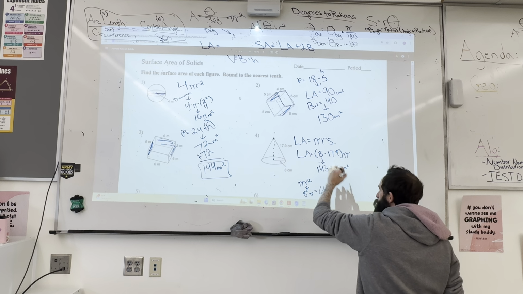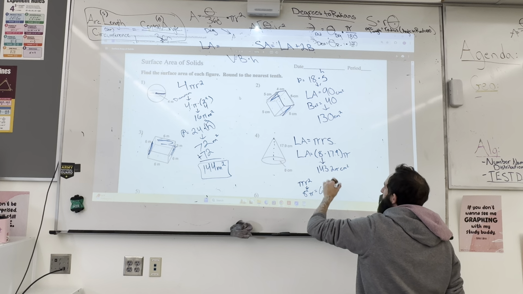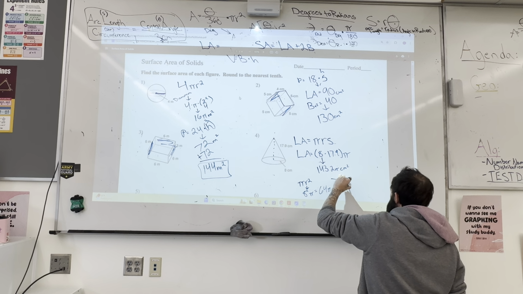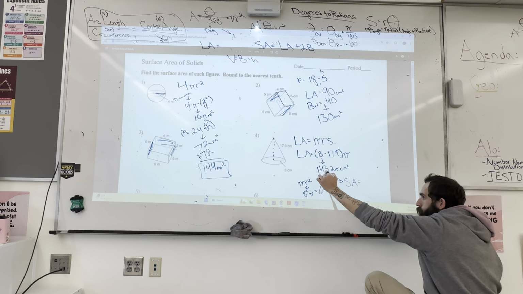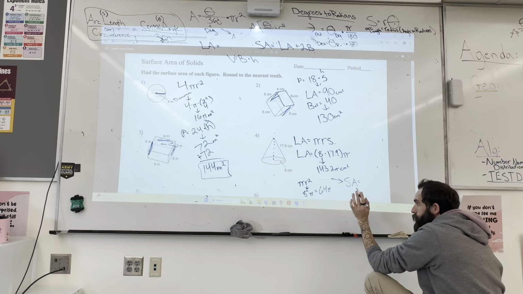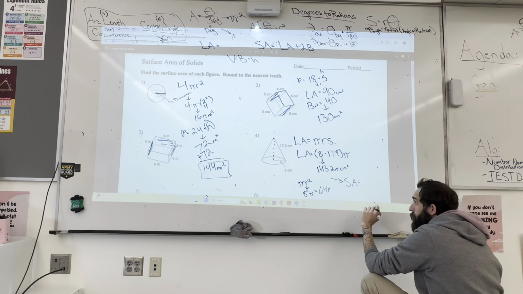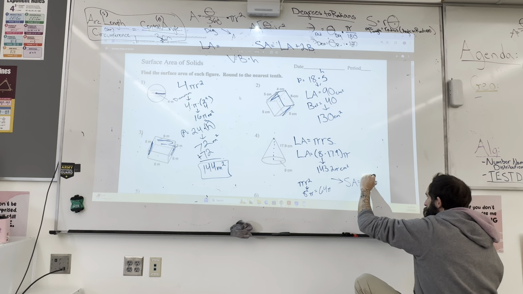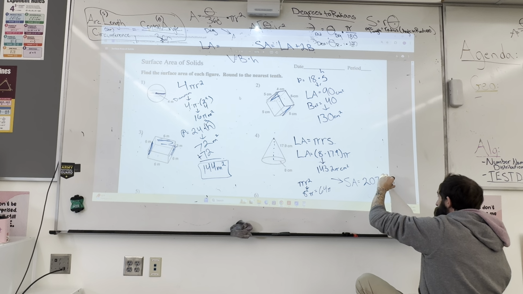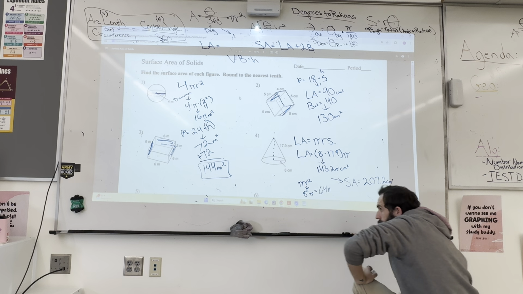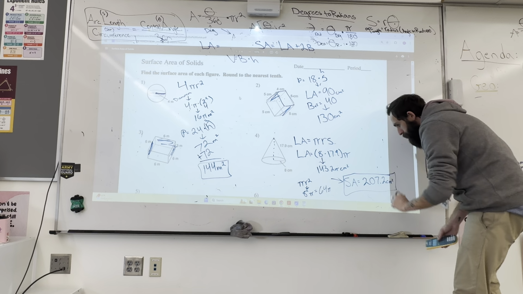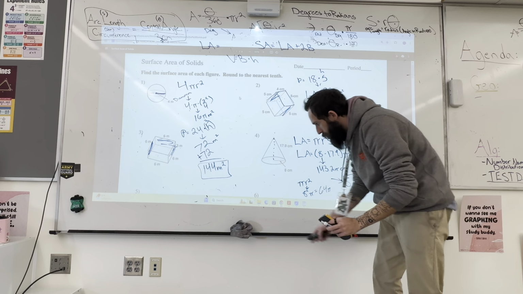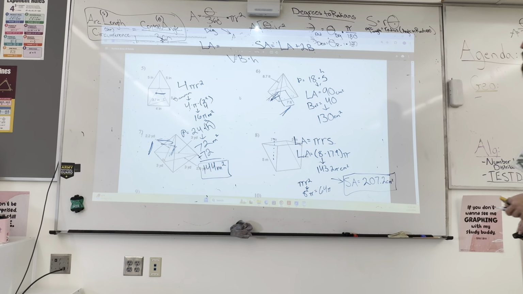We now add these two together. If we add these together, we finally have the total surface area of this cone, which is 143.2 plus 64 is 207.2 pi centimeters squared. Good work. We are almost done with this one. Well, this assignment, not that problem. That problem's done.